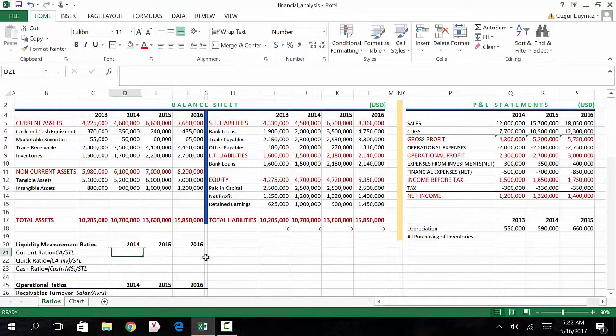For 2014, I am faster than the computer. Current assets divided by short-term liabilities, but it must be for 2014.